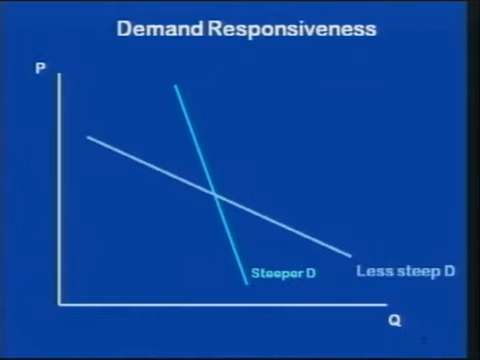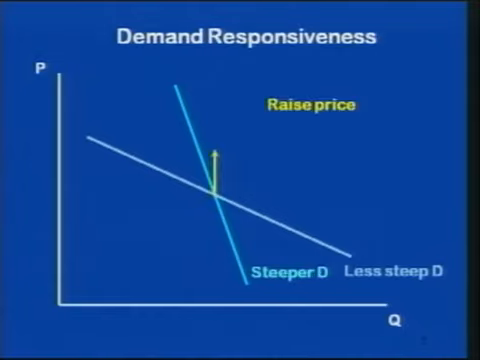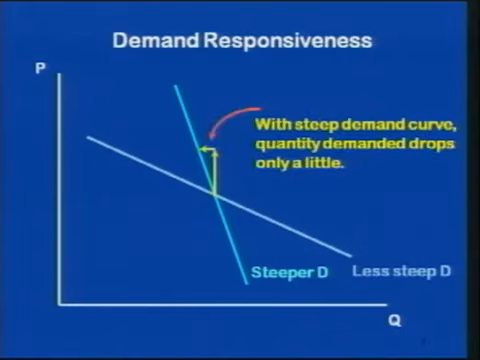Let's first look at the steeper demand curve. If you raise the price with that steep demand curve, there's going to be a very small drop in the quantity that people consume of the good. It's going to be just a small decrease in how much people buy of the good when you raise the price. What is an example of a good with a steep demand curve?